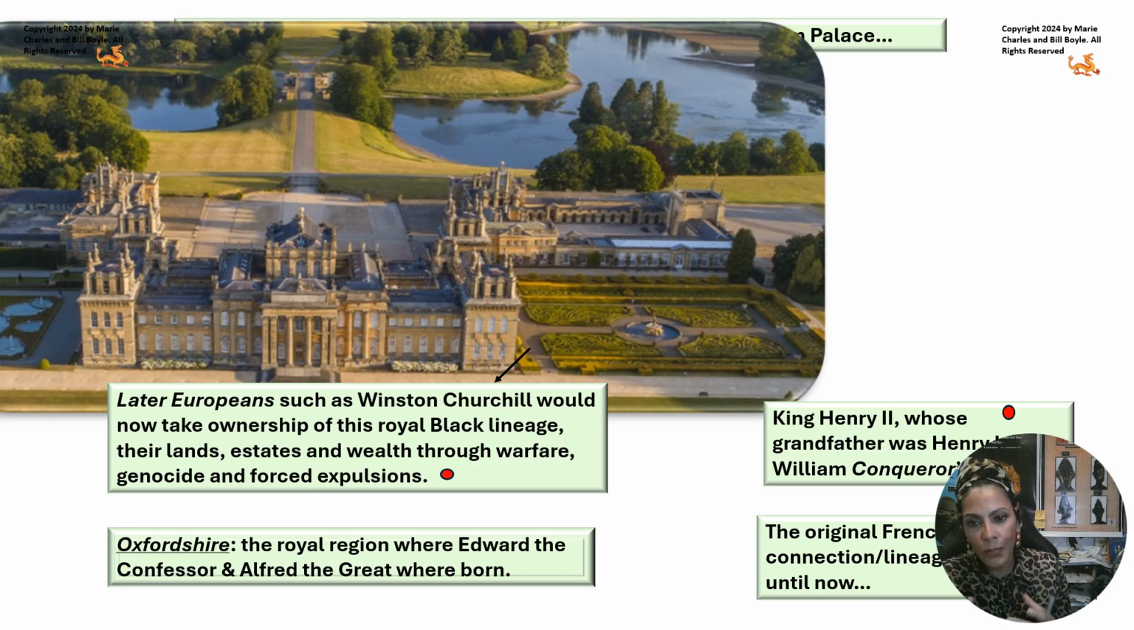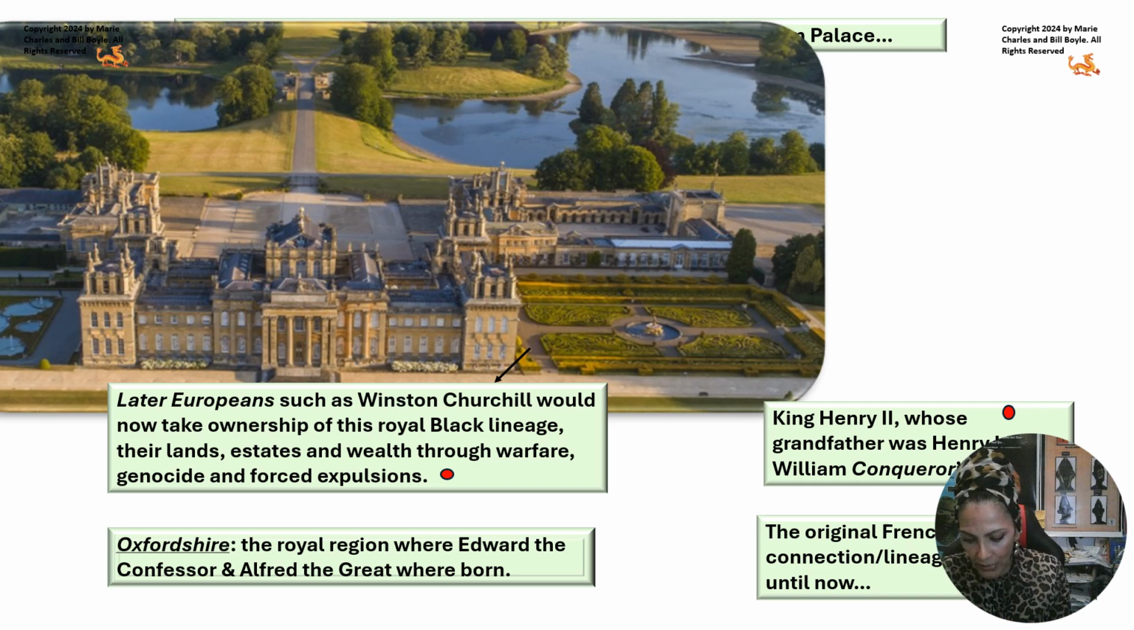But what has happened to our psychological factor is that the name has been removed and a new name has been put on top. And of course, in the curriculum, the history never goes deep enough. And so what we're left with is that later Europeans such as Winston Churchill would now take ownership of this residence, this royal black lineage, their lands, estates and wealth through warfare, genocide and forced expulsions.